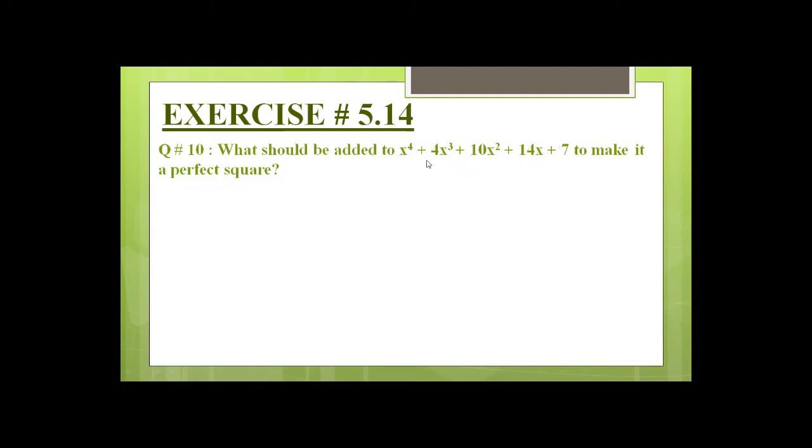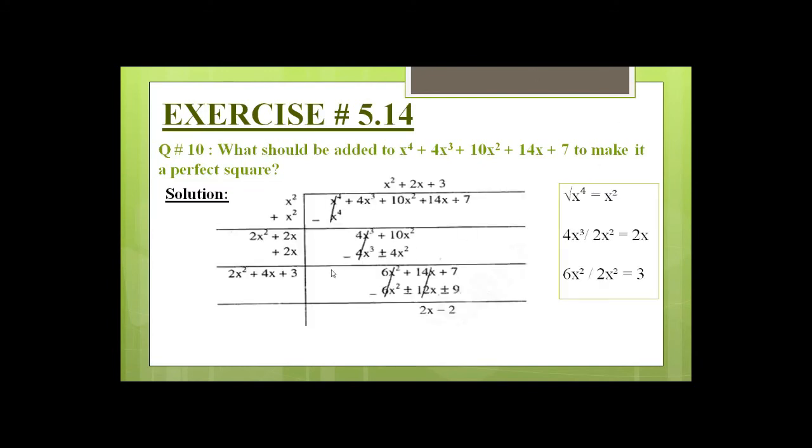Now exercise 5.14, again this is question number 10, and here the question is, what should be added to x4 plus 4x cube plus 10x square plus 14x plus 7 to make it a perfect square? We solve this question again by the square root method, because this expression is not yet a perfect square, so something is missing. So what should be added to this to make it a perfect square? Whatever remainder we get, we'll add this to make it a perfect square. Now this is the solution of this question.